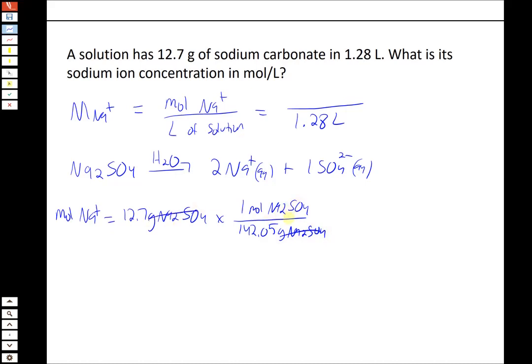Sorry, not carbonate, sulfate. We have moles of sodium sulfate, but we can't stop here because we're not looking for that. We're looking for the moles of Na plus that would be in there. And that's what we're going to use, again, this concept here. When we dissolve sodium sulfate, we release 2 moles of sodium plus. So it's going to be 2 moles of Na plus for every 1 mole of sodium sulfate we dissolve. Alright, so that calculation then will give us the moles of sodium plus.